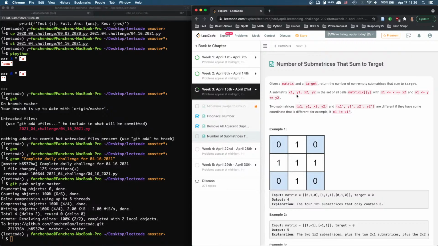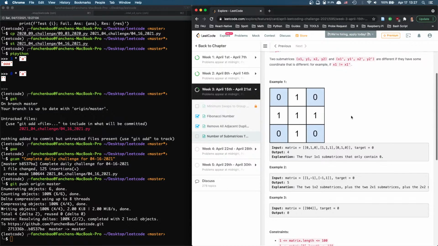A submatrix (x1, y1, x2, y2) is the set of all cells matrix[x][y] with x within this range and y within this range. Two submatrices are different if they have some coordinates that are different, for example x1 is not equal to x1 prime. So that's the first example we're given. Target is 0, so we have 4.